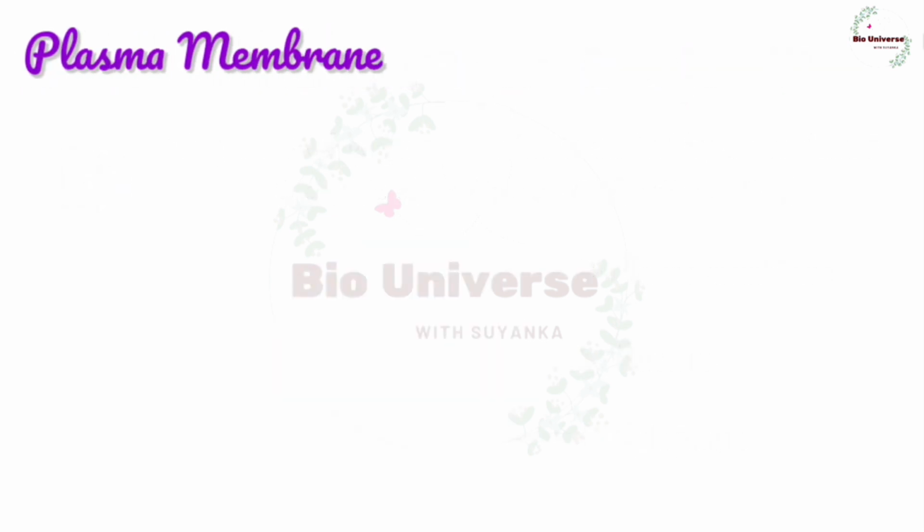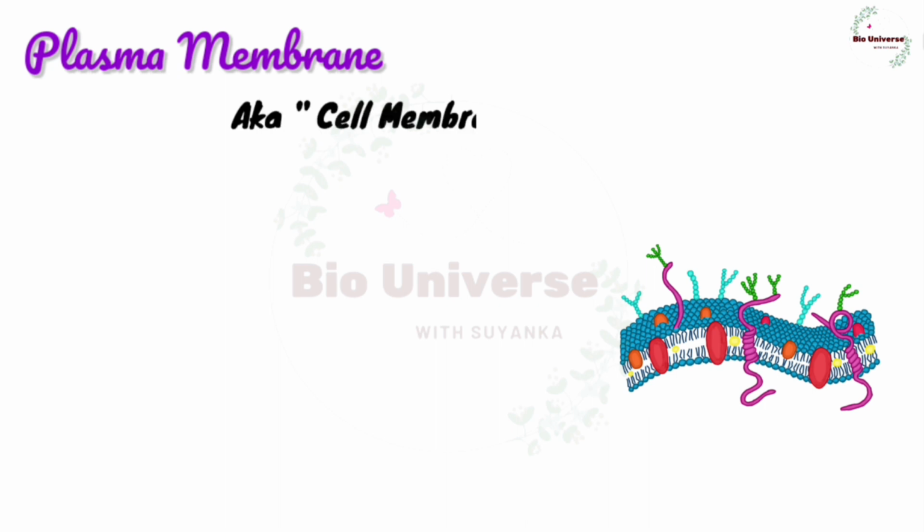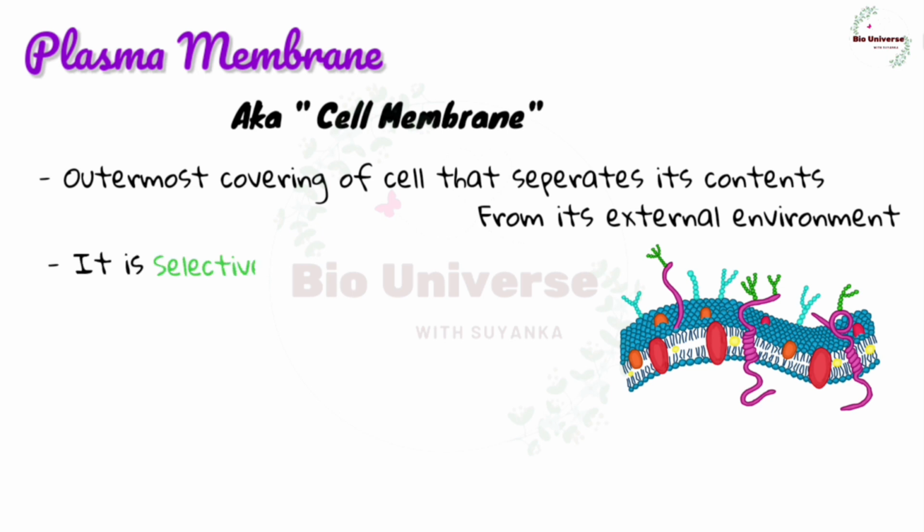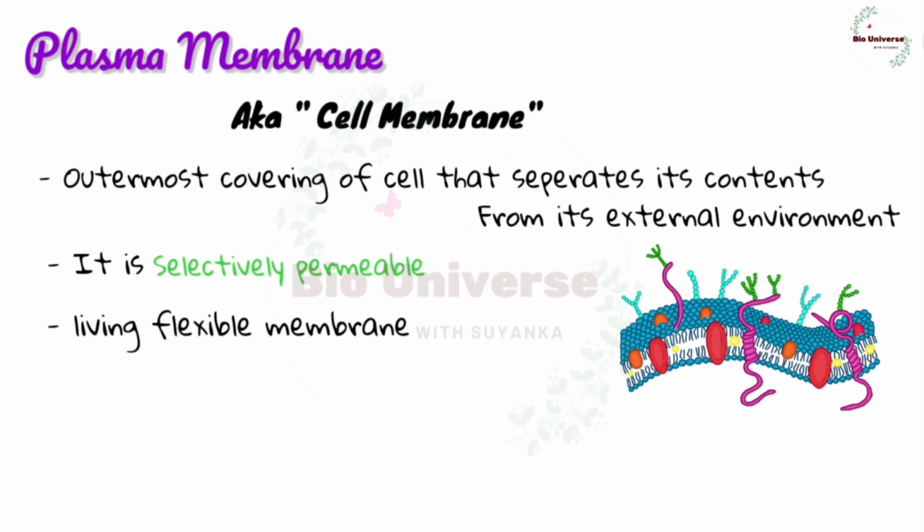First is the plasma membrane, also known as the cell membrane. The outermost covering of the cell that separates the contents of the cell from its external environment is called the plasma membrane. The plasma membrane is selectively permeable because it allows entry of certain substances and exit of some substances while preventing passage of the remaining substances. The plasma membrane is a living flexible membrane. It is 6 to 8 nanometer in thickness.